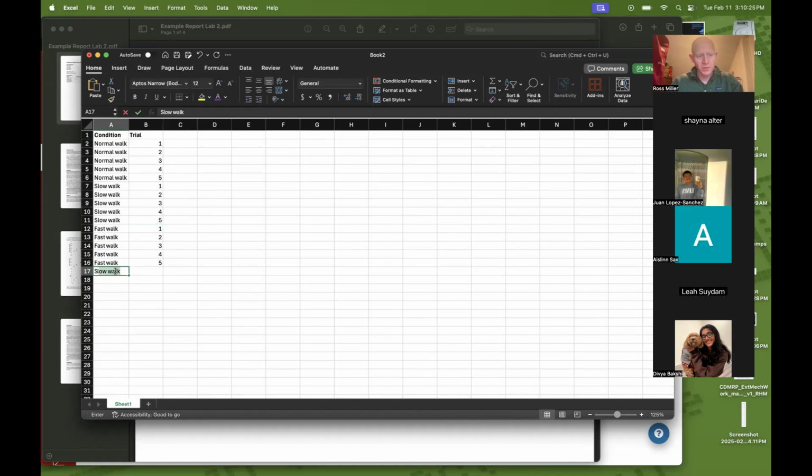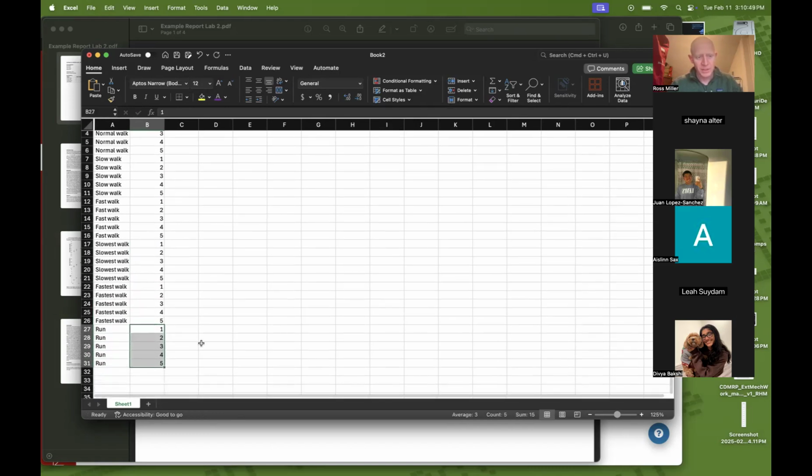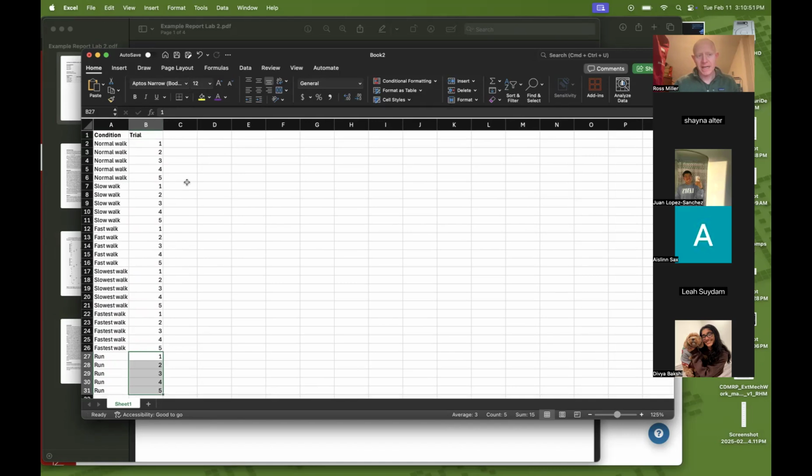We did a really slow walk, or I'll call that slowest walk. One, two, three, four, five. We did a fastest walk. One, two, three, four, five. And we did a run. One, two, three, four, five. Okay. So 30 trials total, five in each of these six conditions. Normal walk, slow walk, fast walk, slowest walk, fastest walk, run.